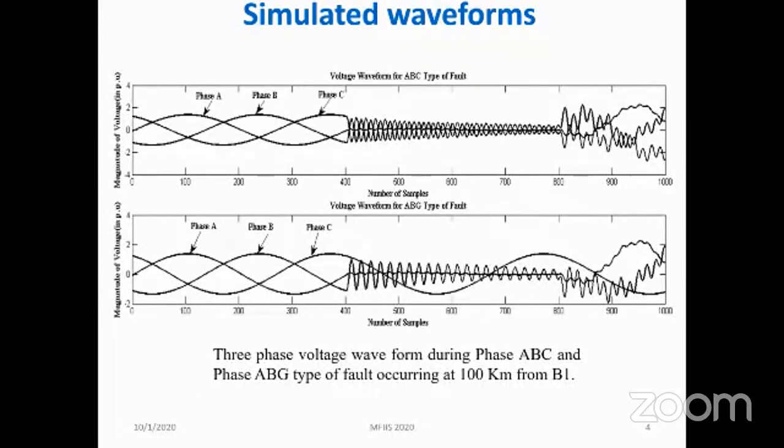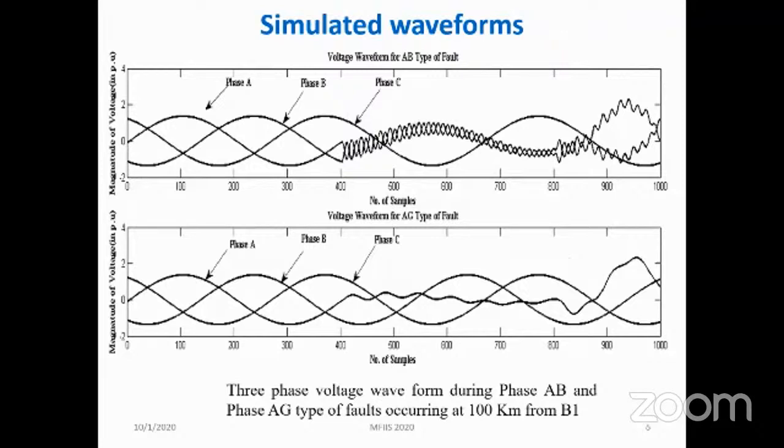The output was either 1 or 0 in the simulated relaying system. So in this way, the faulty phase was detected. So this is an illustration of the three-phase voltage waveforms during different kinds of faults occurring at 100 km from B1. First one is the ABC three-phase short circuit fault, and the second one is the double line to ground fault. These are two other three-phase waveforms for double line short circuit fault and single line to ground fault.